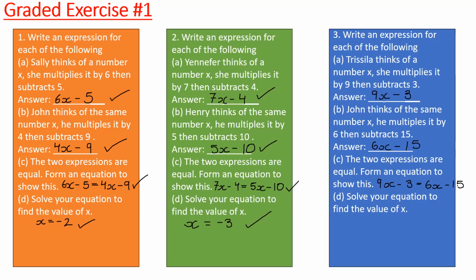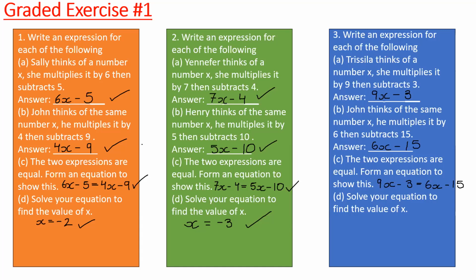Excuse me, Mr. Petit. I finished sending the work right now. Okay, good, perfect. And what did you get for your answer for D? My answer was x equals -4. -4, okay. Explain how you got that.